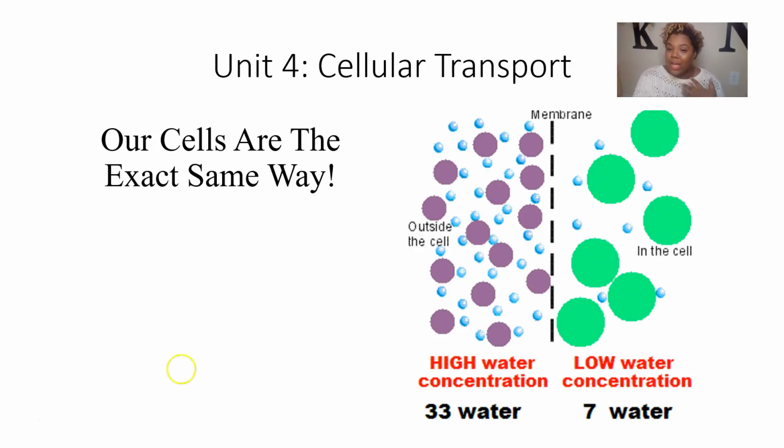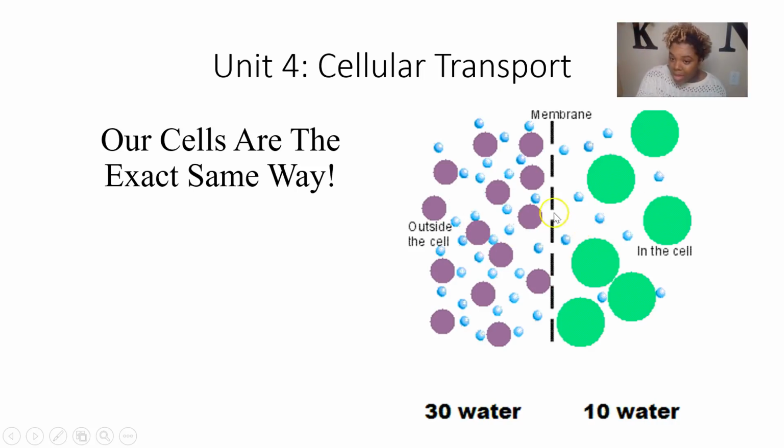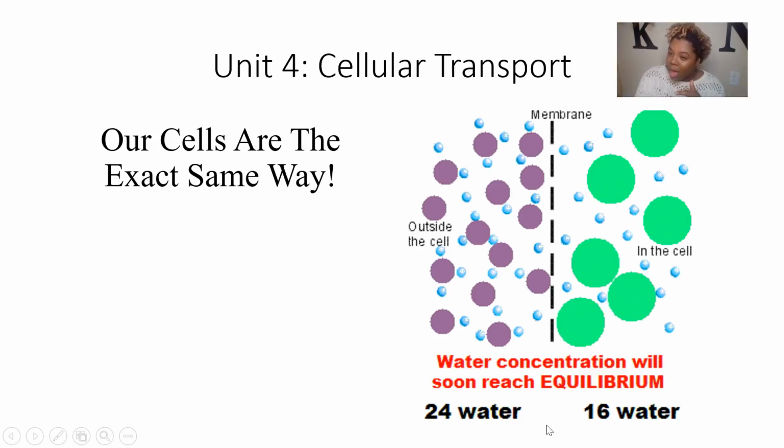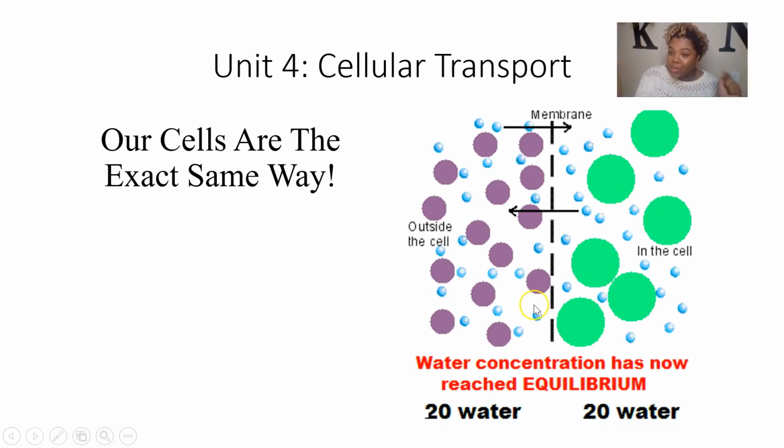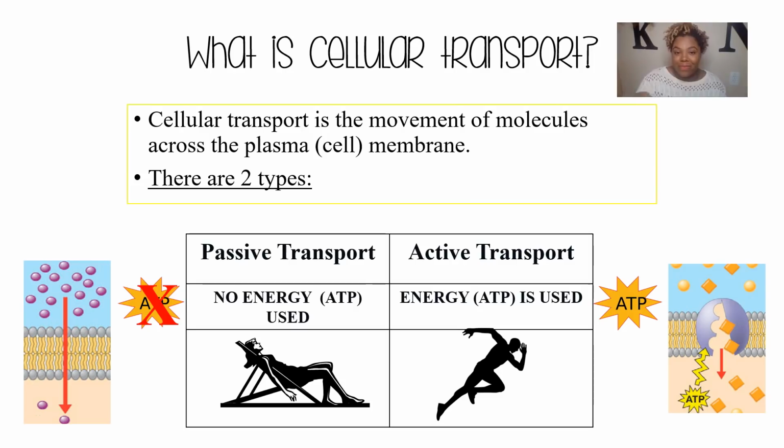Well, our cell deals with things like not having enough water. So if we look right here, there's a lot of water outside the cell. But the water is going to begin to move, and as we can see from the numbers, it's going to keep on moving until it reaches equilibrium. And now that it's at equilibrium, as one water goes in, one will leave, and it'll keep doing that because it's balanced. This is called cell transport, which is the unit we're on.